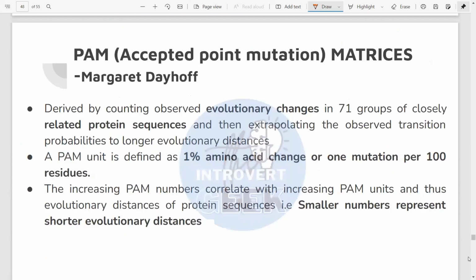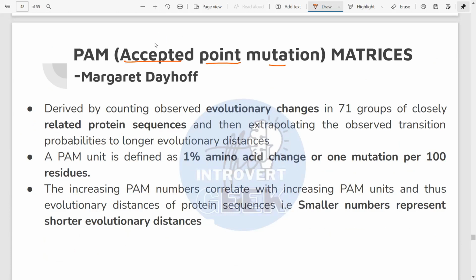So now, what is the PAM matrix? A lot of questions on this have been asked in the DBT, so please try to understand what these are. Under the empirical scoring matrix, we have PAM and BLOSUM. PAM stands for accepted point mutations.